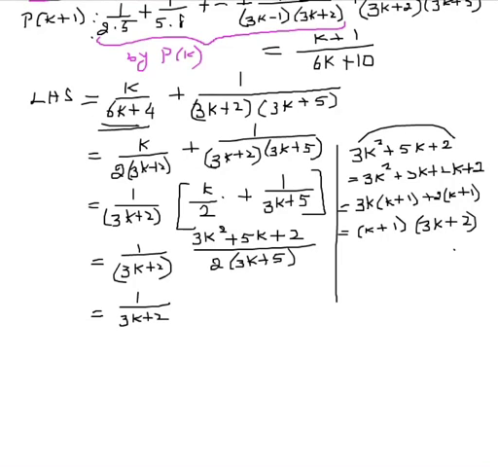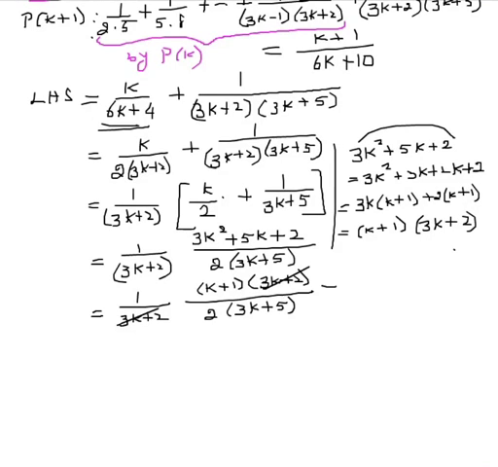So 1 upon 3k plus 2, and I'm writing the factors here, k plus 1 and 3k plus 2. That's what we got by factorization. 2 times 3k plus 5 is the denominator. Now we can cancel this common factor. This is equal to k plus 1 divided by, if I open the brackets of the denominator, I get 6k plus 10, and this is the right hand side of P of k plus 1 result.